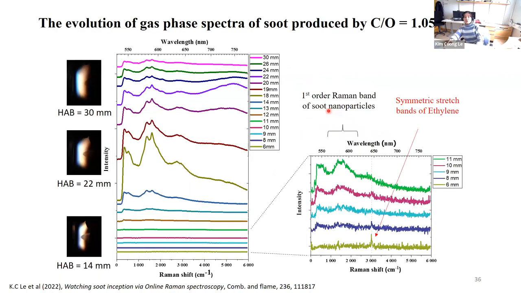So here I show you the evolution of soot in the aerosol phase at a specific flame condition. From the bottom to the top, there are Raman spectra of flame byproducts. And here I zoom in on the spectra at low flame height. You see here, the peak around 3000 centimeter inverse is the ethylene peak. The ethylene is the fuel of our flame. So when we increase the height above the burner, the fuel decreases. At the same time, the Raman signal of soot appears, and the Raman signal of soot continues to increase.